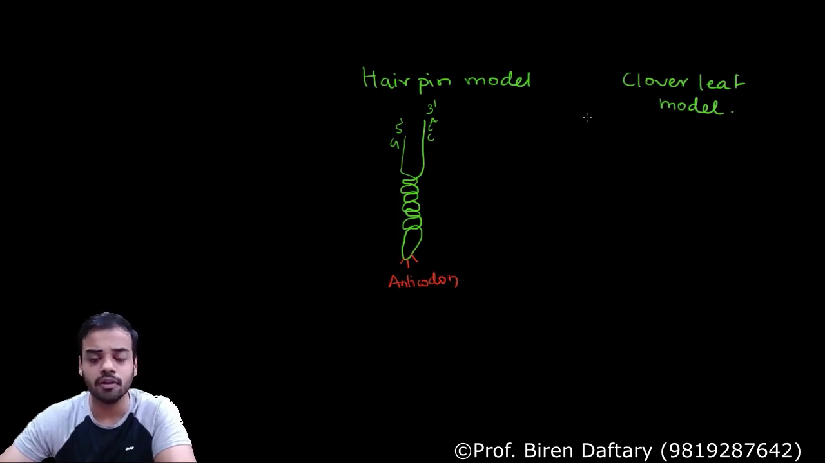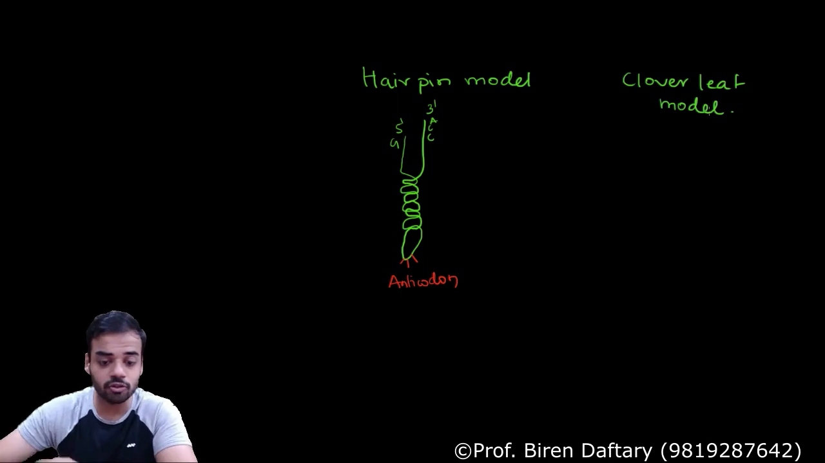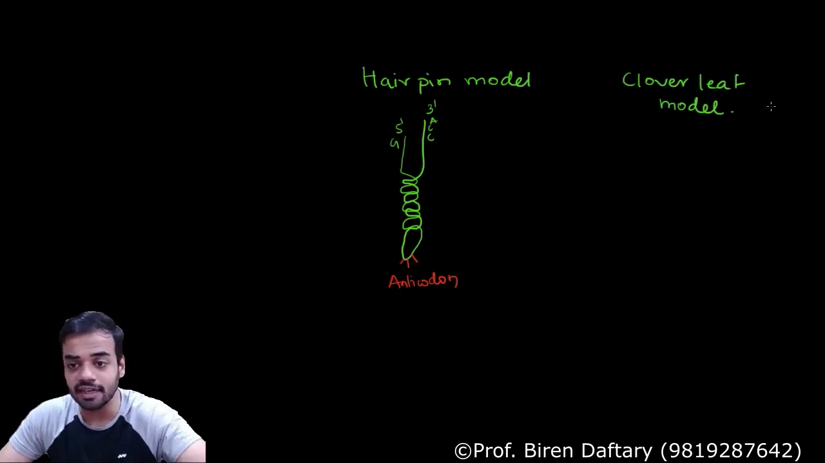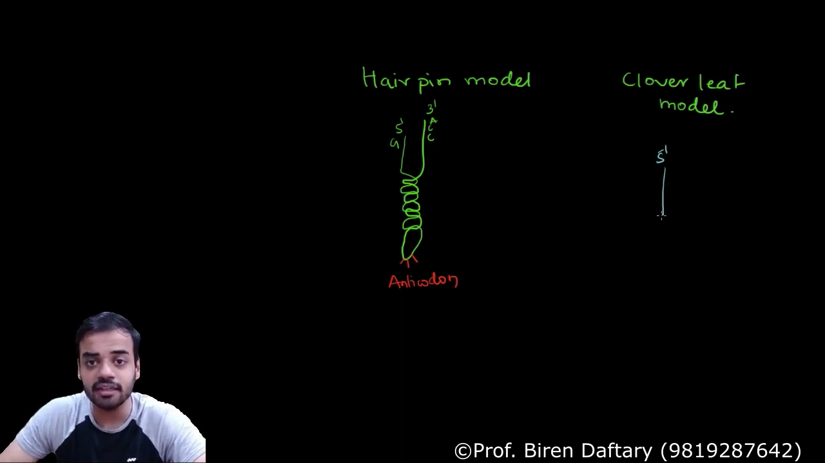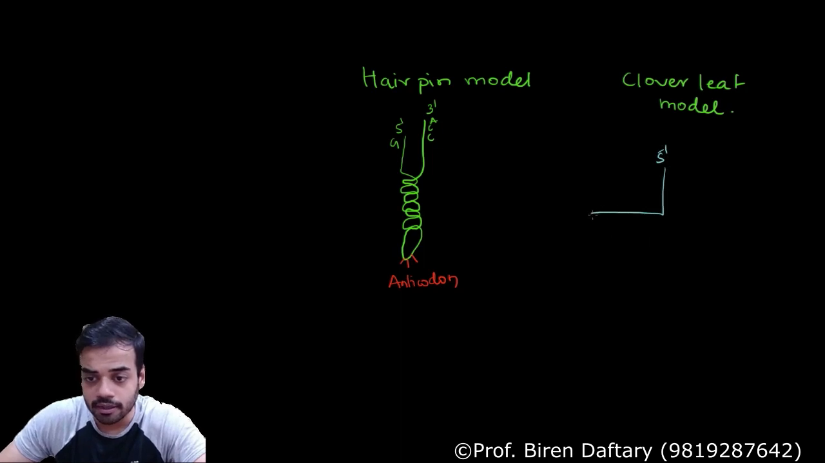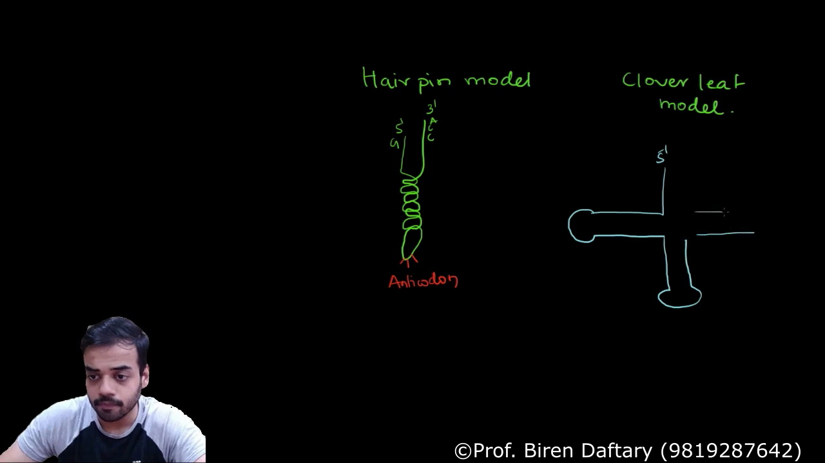Very, very simple model. Now the clover leaf model, which is also shown in your book, if we see that structure, then again it has 2 open ends. This is your 5' end. Correct? Now there are 3 arms to this clover leaf model, if you remember, and then a loop at the end. And the other end which is again open is called the 3'.